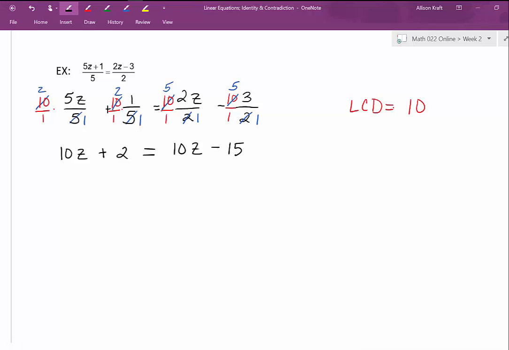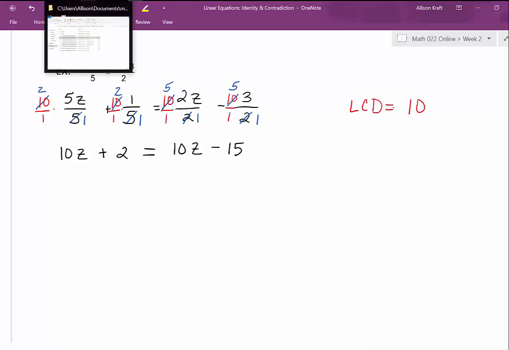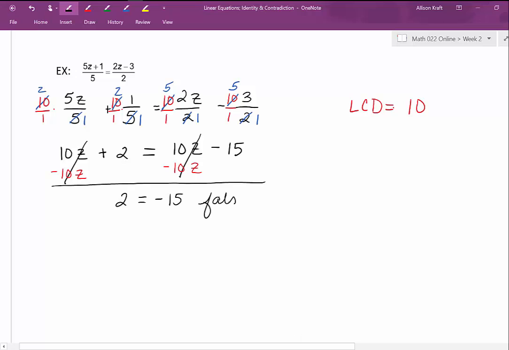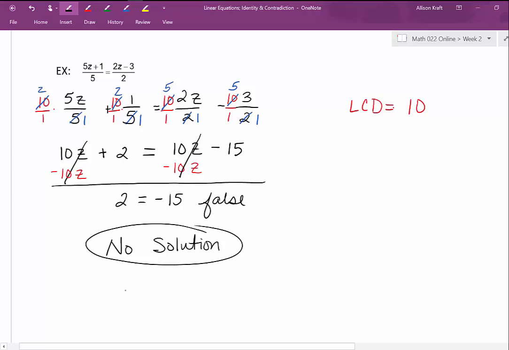I need to get all my variable terms on one side, all my constant terms on the opposite side. The coefficients on my variable terms are the same, so I'm just going to make a choice. I'm going to choose to move my variable terms to the left side. To eliminate this positive 10z, I'm going to subtract 10z from both sides. When I do that, I see that the z's cancel out on both sides, leaving me with 2 is equal to -15. This is a false statement, which means that I have no solution. This equation was a contradiction.